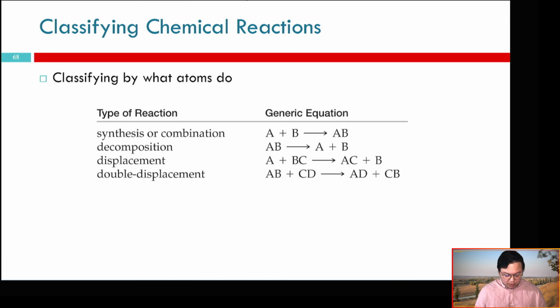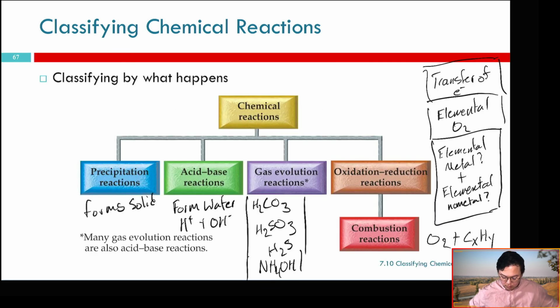So again, here's some more of the generic formula, if you will. If you've got synthesis or combination, that's going to be A plus B combining to make AB. I'm sorry, can you back up this slide just one? I was trying to write it down just real quick. Oh, yeah.